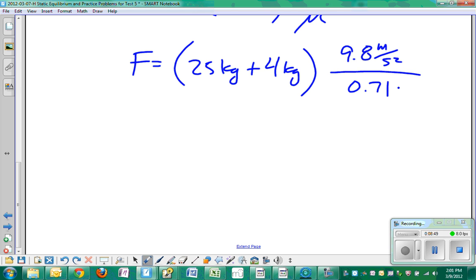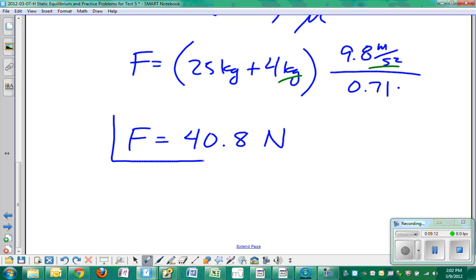So dimensionally, we got kilogram meters per second squared. What is that, everybody? Newtons. All right, we're looking for a force, so we're in good shape dimensionally. All right, so 29 times whatever it's going to be. What's it going to be, Philip? I believe it's 40.845. We'll stick to 40.8 newtons. Okay? 40.8 newtons is the answer that we got.